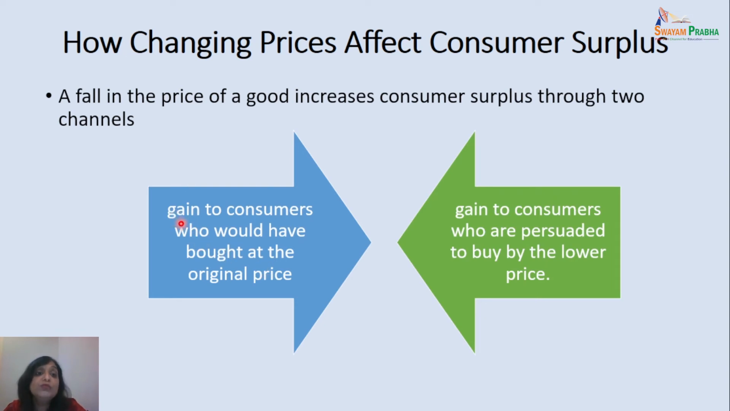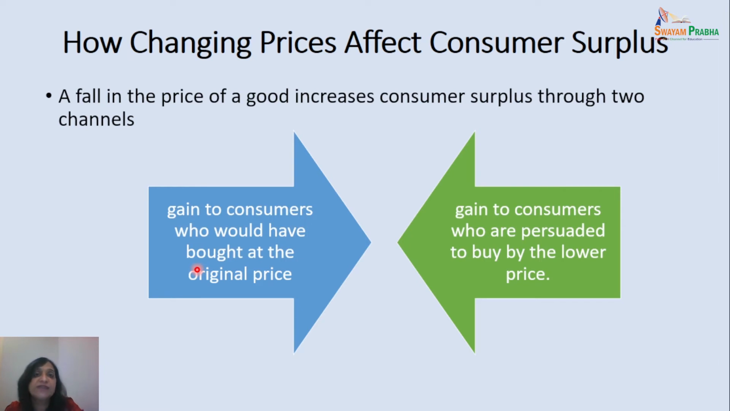One, the consumers who were already buying this product will stand to gain now, because earlier they were earning a consumer surplus, but at that time the market price was higher than the current market price. For example, earlier the market price was 10 rupees. My willingness to pay was 15 rupees. So how much was my consumer surplus? 15 minus 10, which is equal to 5. Now let us say the market price came down, it declined from 10 to 5 rupees. My willingness to pay is 15. Now what will be my consumer surplus?